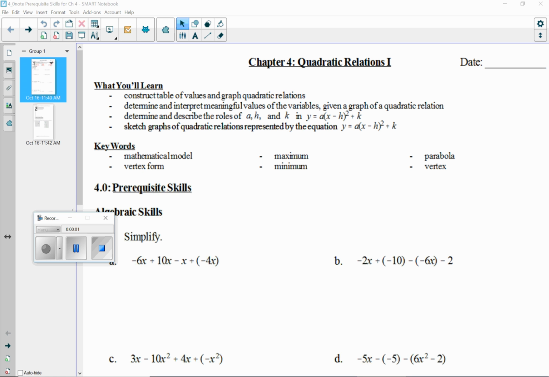Quadratic relations. We're going to be able to construct graphs, and determine the meaning of values of variables given the graph of a quadratic relation. Then we're also going to determine what the values of a, h, and k are in this special equation that I've underlined here: y equals a(x minus h) squared plus k.